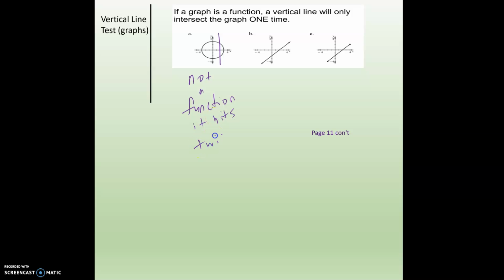And all you got to do is find one place that it would hit twice. On letter B, none of these vertical lines hit more than once. It's a function. They hit only once.